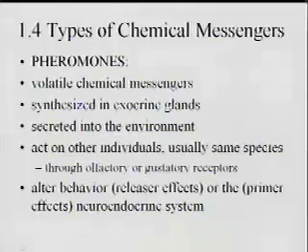So a pheromone is a volatile chemical messenger, or they are volatile chemical messengers. There's classes of them, synthesized by exocrine glands. So they exit the organism, actually. So they're not endocrine hormones. They exit into the external environment, secreted into the external environment. They act on other individuals, usually in the same species, and typically through the olfactory, smell, or gustatory or taste receptors. And they alter behavior, called the releasing effects, or through what are called primer effects, they can affect the neuroendocrine system of the target organism.